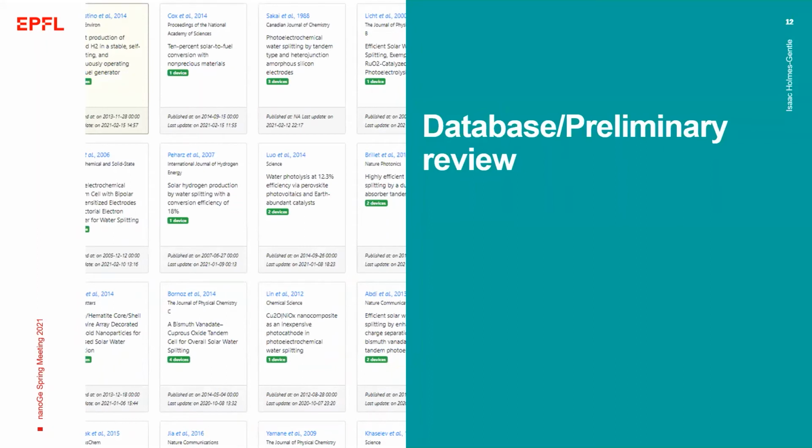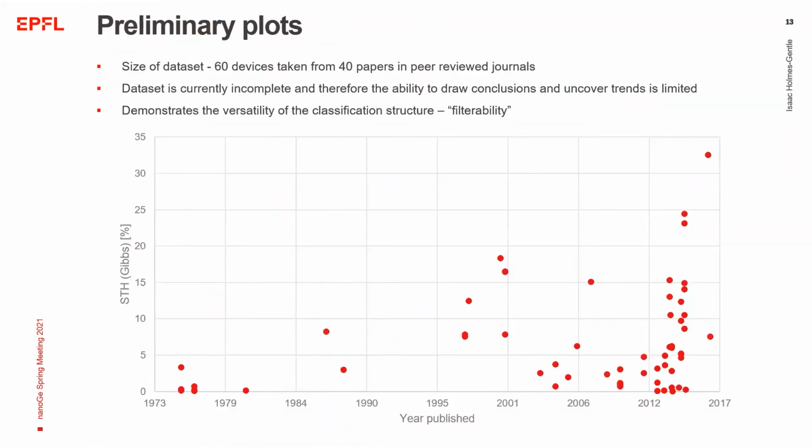So on to our preliminary review. The size of the dataset is currently 60 devices taken from 40 papers in peer-reviewed journals, but it's important to say that the data is currently incomplete, and therefore the ability to draw any conclusions or uncover trends is currently limited. But this is to demonstrate the versatility of this aforementioned classification structure, particularly the filterability.